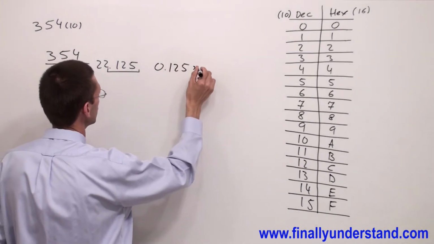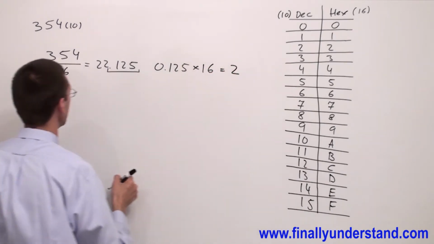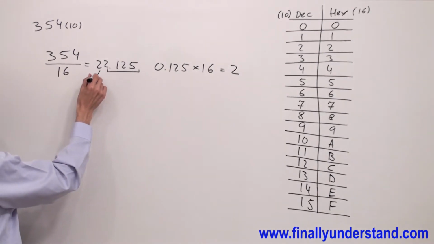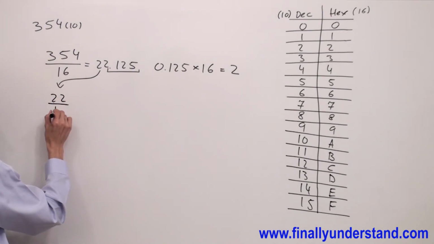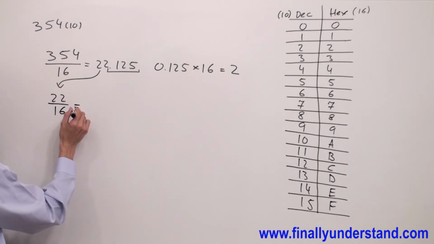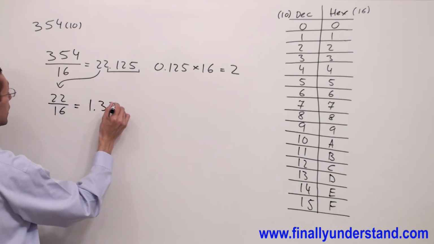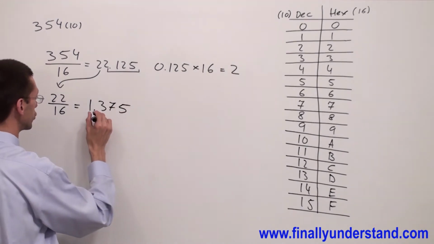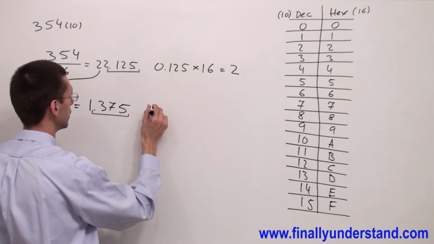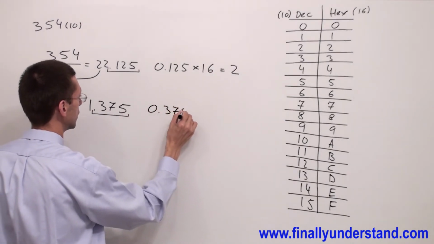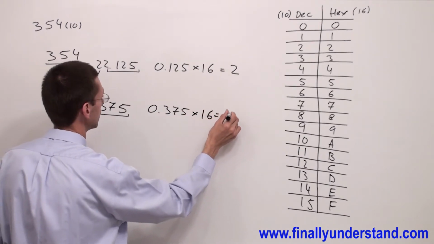0.125 times 16. This is equal to 2. Next, you're supposed to take the whole part of that number, I mean 22, and divide by 16. 22 divided by 16 is 1.375. Next, you're supposed to take the decimal part of this number and multiply by 16. This is equal to 6.